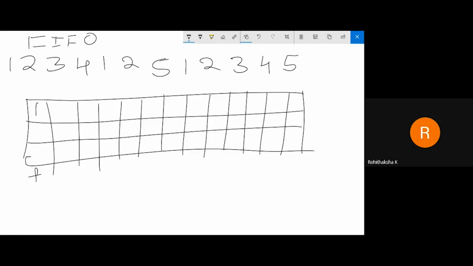Okay, so the next thing it is requesting is 2. I'll say 2 here. It is also a page fault. Next one is 3. So 1, 2, 3. So it is also a page fault.